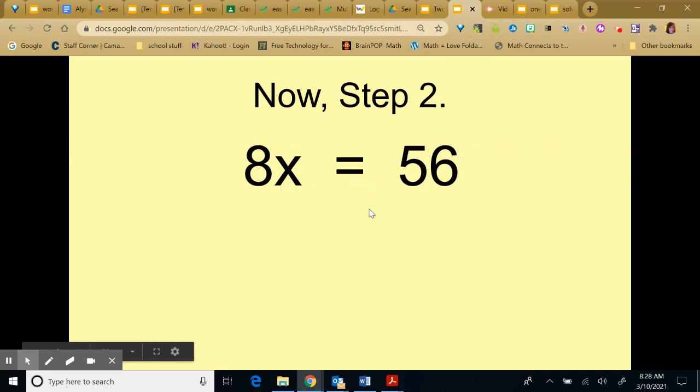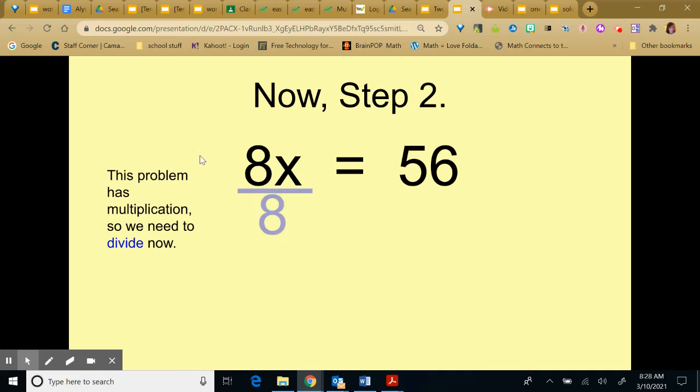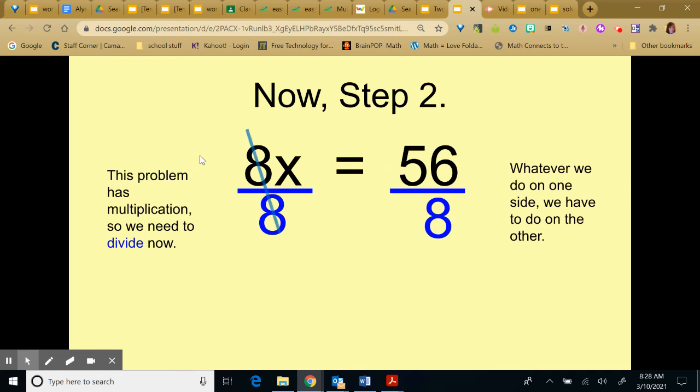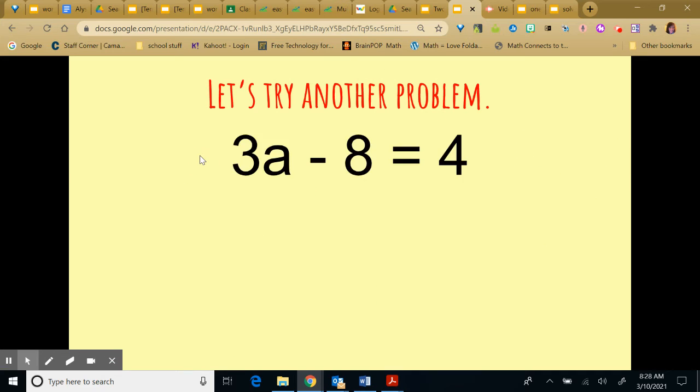So now step 2. Here we go. 8x equals 56. What do we have here? What's happening? Well, the x is multiplying by the 8. So the opposite of multiply by 8 is divide by 8. So that's what we're going to do. Those 8's cancel, and I have x equals 7. That's my solution. Now I'm done. Let's try another one.